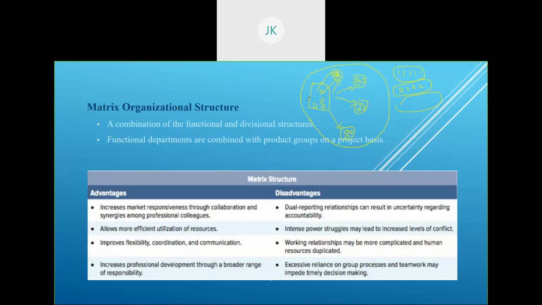So the headquarters or main company has divisions like this, and then function groups, and then makes a function group like this. So using division and then function like this. So this is a matrix organizational structure.